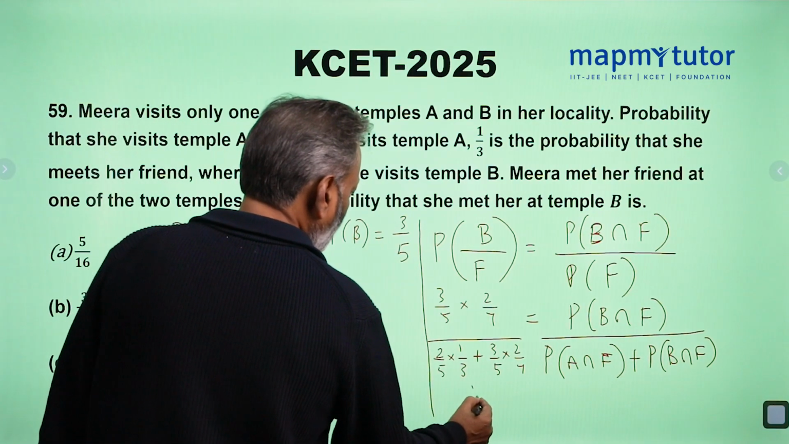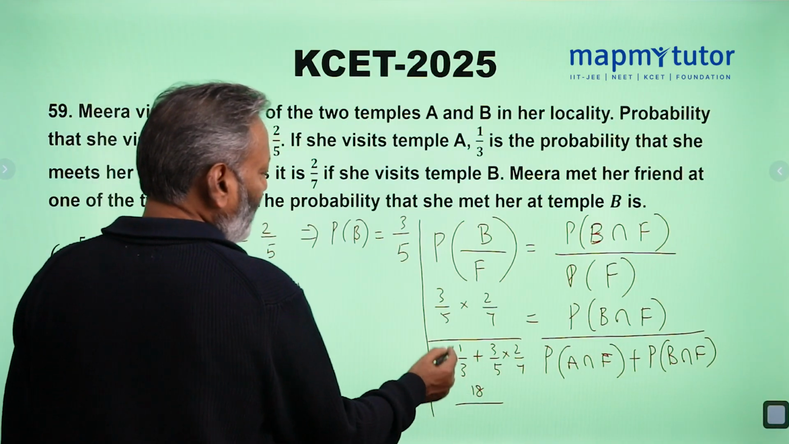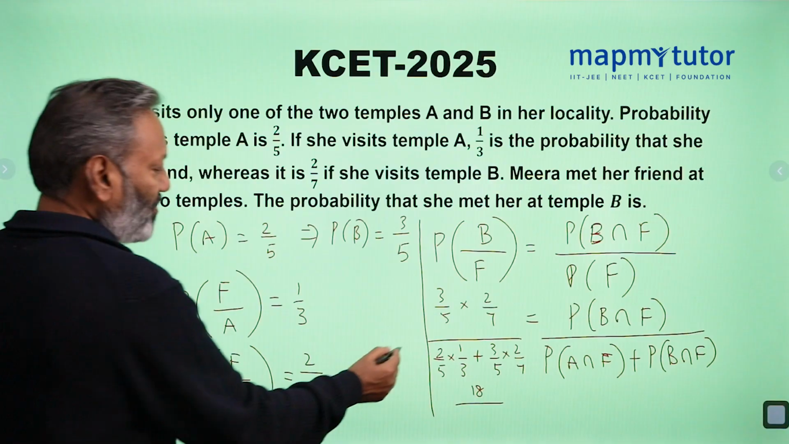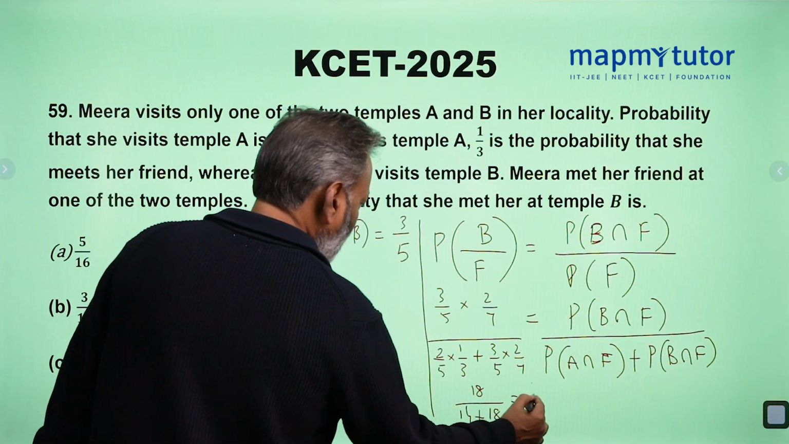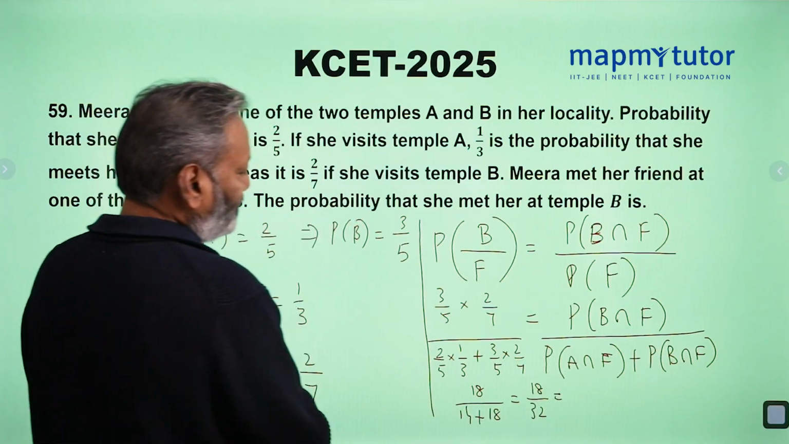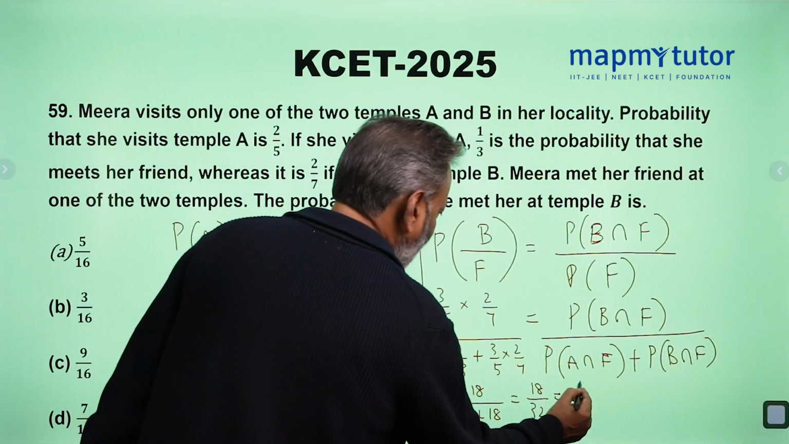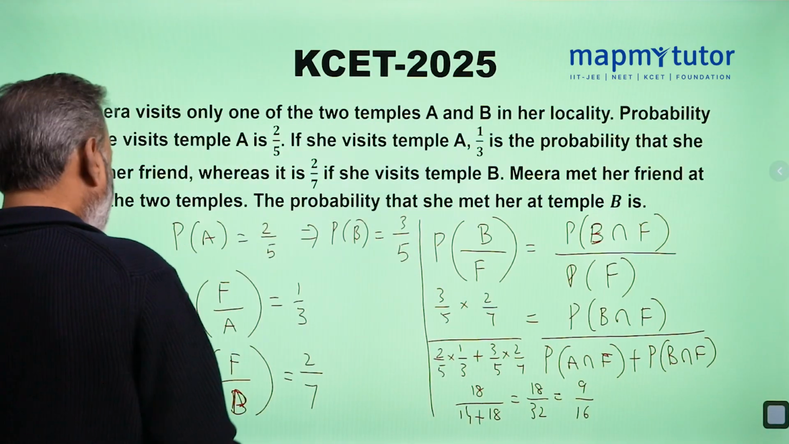3 into 3 into 2 gives 18 in the numerator. And here 5 into 3, 15. 15 sevens is 105, so 7 into 2 is 14. And of course, this is 18. So 18 by 32, or 9 by 60. Look at that. 9 by 60. Yes, option C.